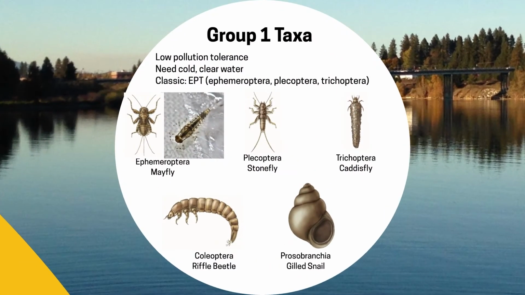Pollution-intolerant macroinvertebrates need cold, clean, clear water. They are intolerant of almost any pollution, which will drive them to other areas, or they might die out altogether to be replaced by some more pollution-tolerant species.